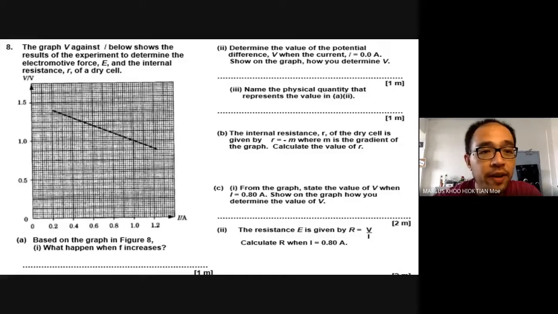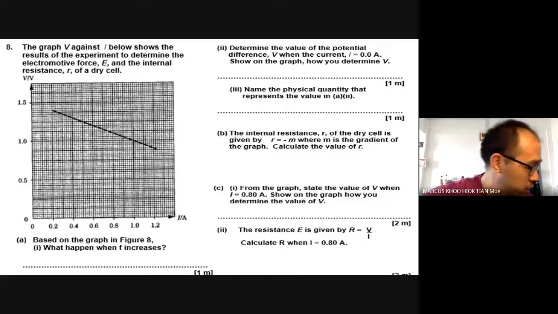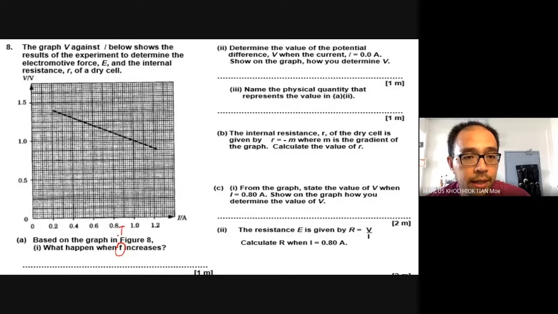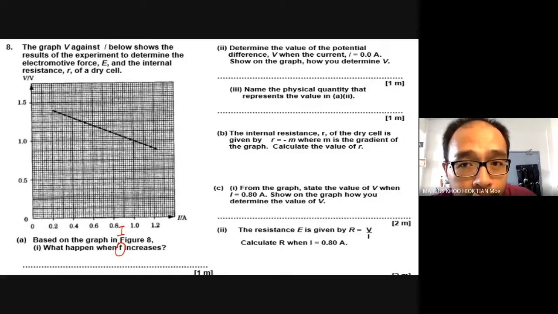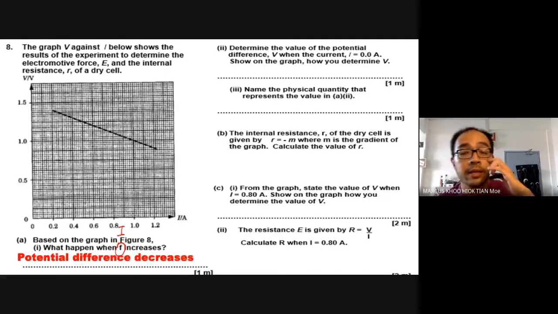It's number 8 now. Okay, fine. What happens when I decreases? It should be I. This should be I decreases. The what? The voltage. Okay, the voltage decreases.